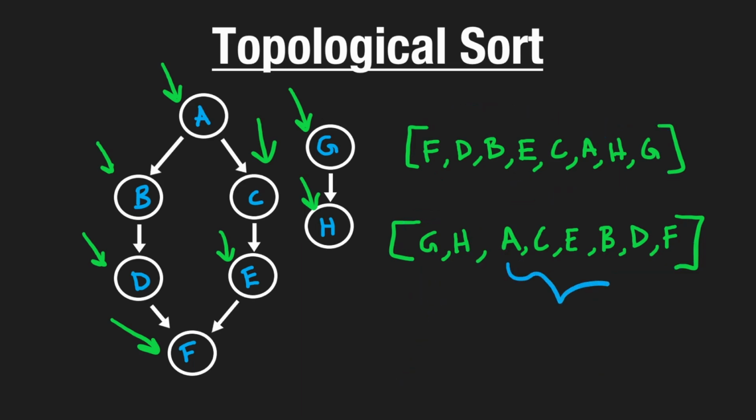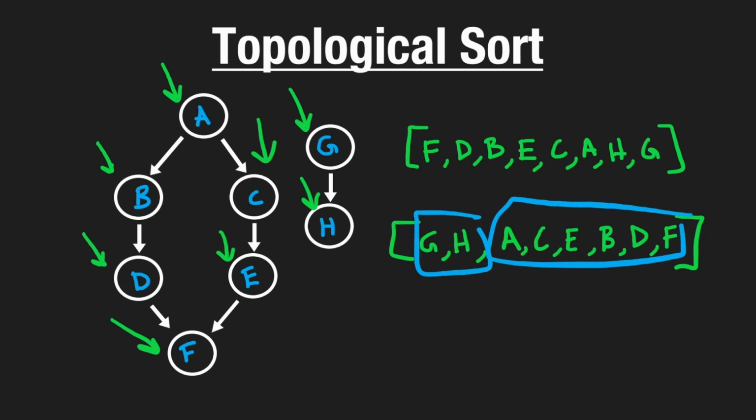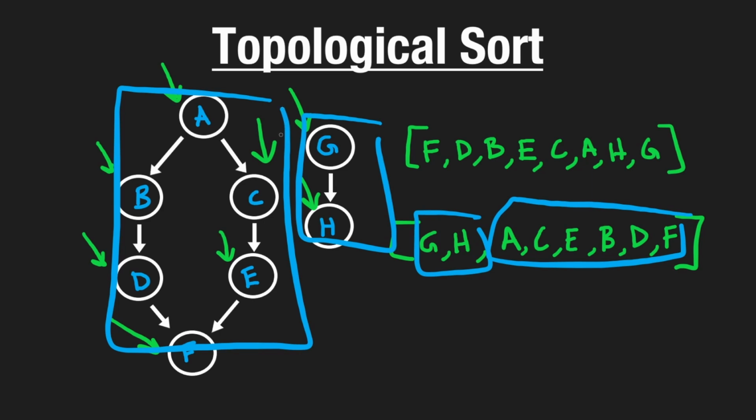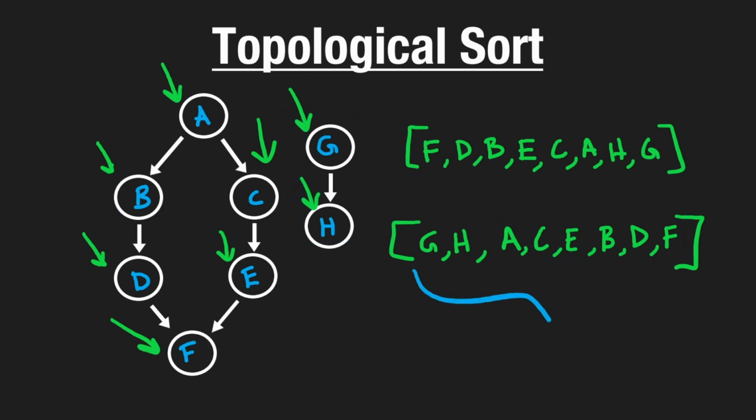Each sequence should be reversed. The relative order of each of these components, whether this one shows up first or this one, that doesn't matter at all when it comes to topological ordering. So this actually is a correct way to do it.